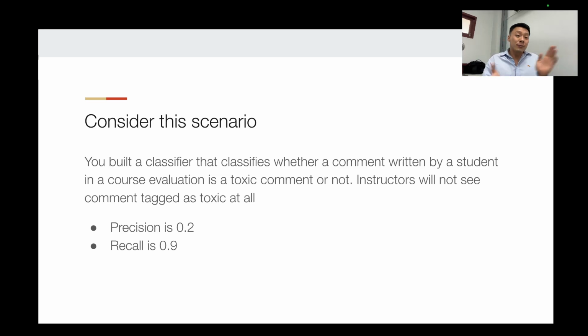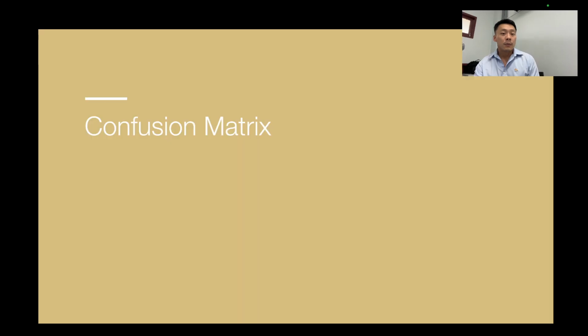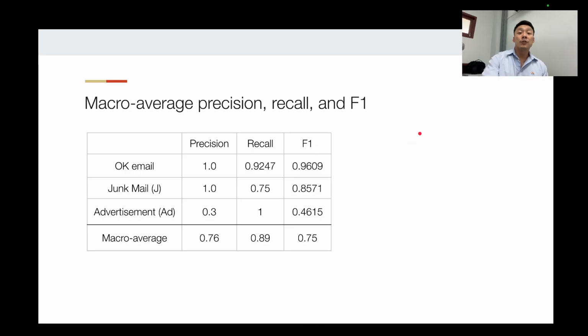So I hope that helps you understand these metrics. It's quite difficult. If you prioritize precision, you might want to talk to that student specifically, so you want to be able to catch the toxic one and look at those more, which might not be the point of this system. We will talk about the confusion matrix next time. I hope you understand precision and recall now.